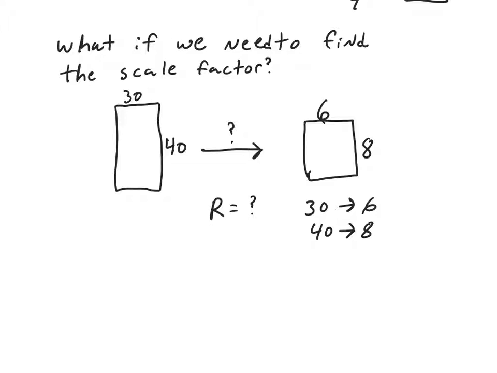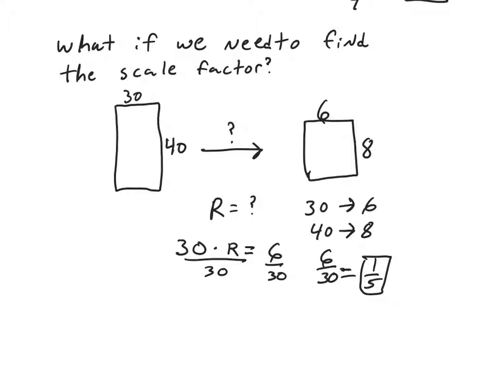Remember, you're multiplying by the scale factor. This is just a little bit of algebra. We're doing 30 times the scale factor, and we're getting 6. So we just have to divide, and we'll get 6 over 30, which simplifies into 1 over 5. So our scale factor is 1/5.